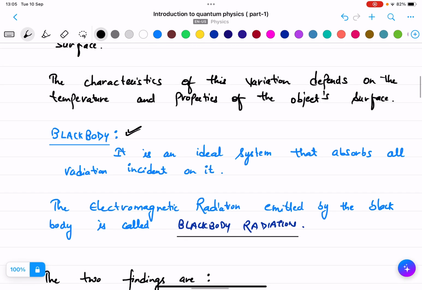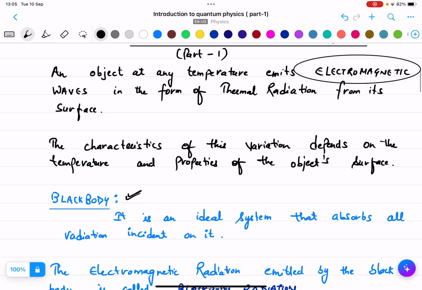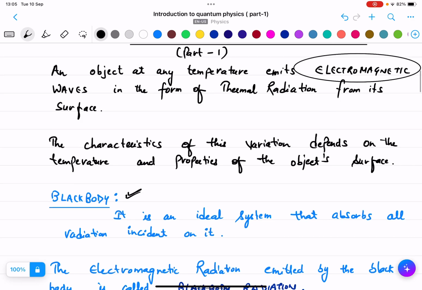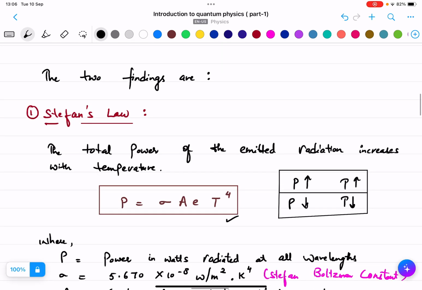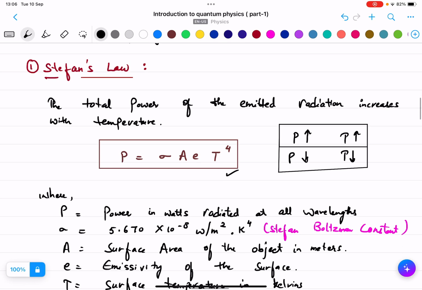What we have studied so far is what electromagnetic waves are. Every body in space emits electromagnetic waves. A black body is an ideal system that absorbs all the radiation. Black body radiation is the radiation emitted by the black body. Now, the two findings: the first one is Stefan's law.